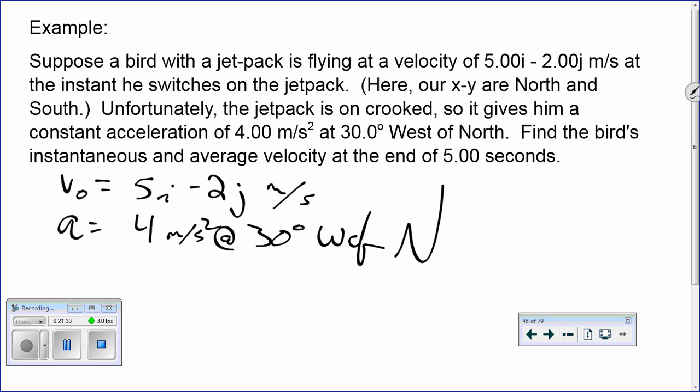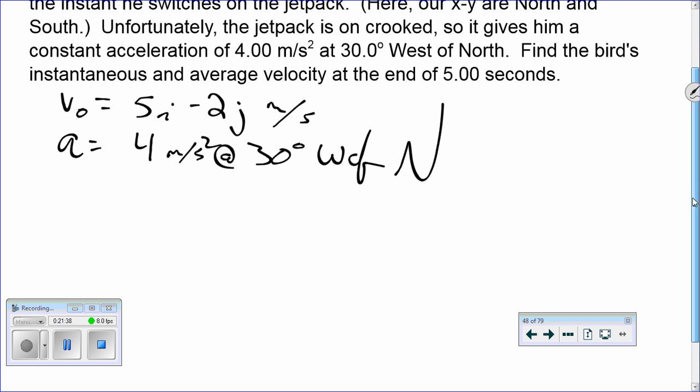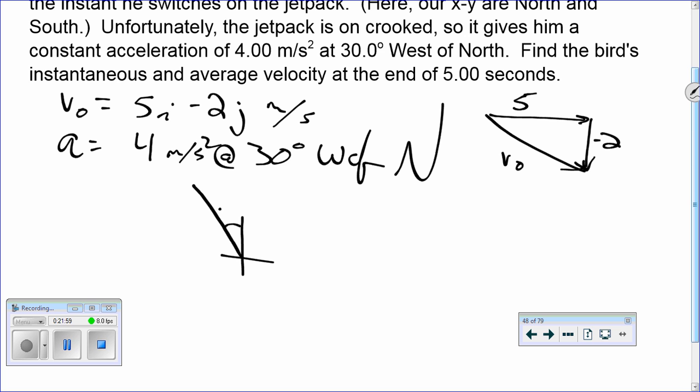All right, so somebody get me started. What should I do first? Draw a picture. Awesome. So let's see. My initial velocity is this. That's my initial velocity. My acceleration, we're going west of north, so something like this. Here's the 30 degrees. This is 4 meters per second squared. What should I do?